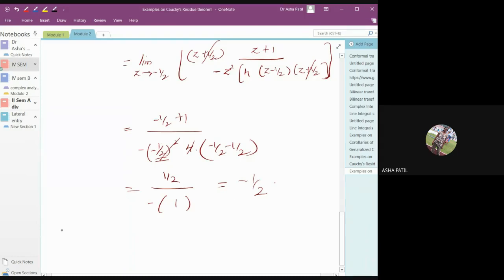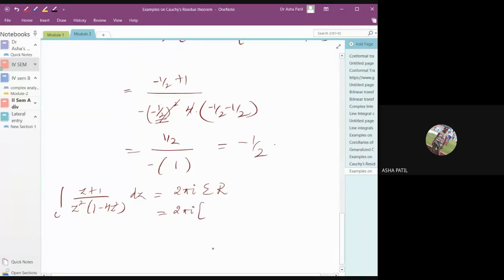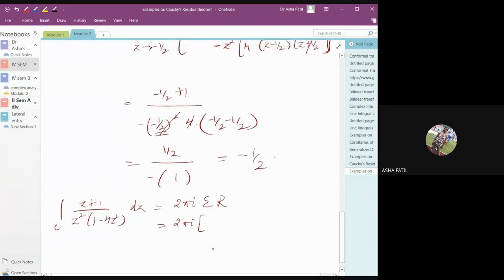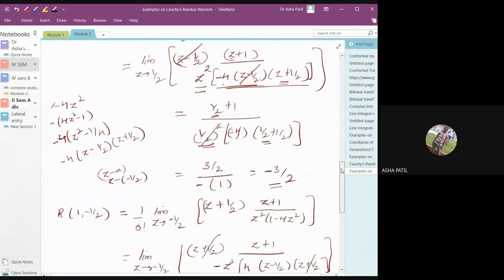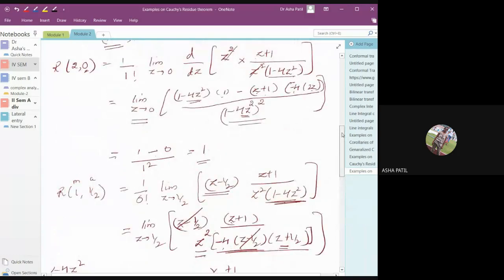So we have calculated all the residues. Integral C, the function Z plus 1, Z square into 1 minus 4 Z square dz, now can be written as 2 pi I into summation of all the residues. 2 pi I, what are the residues? What's the first residue value? Is 1 there. First one is 1.